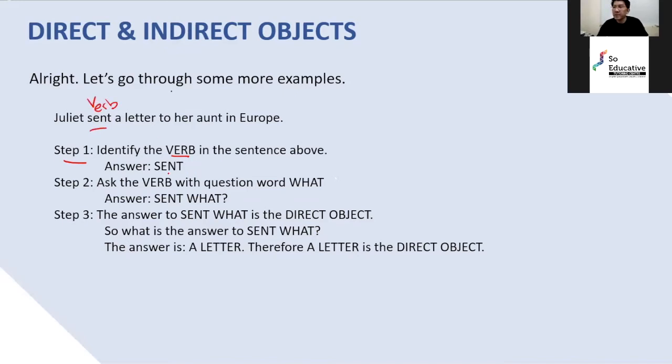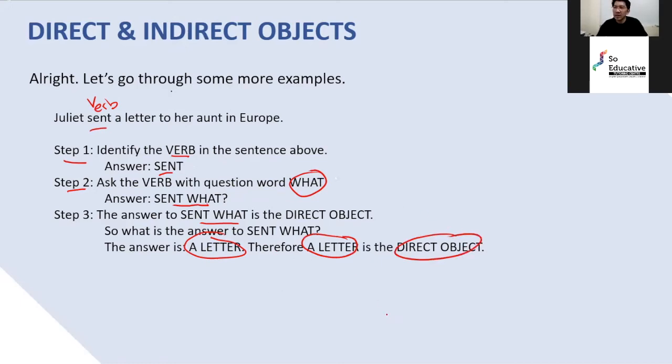Okay, so sent is the verb. Question two, you ask with that word: sent what? I'm sure you know what Juliet sent. So sent what? A letter, right? A letter. That's your answer. So therefore, a letter is the direct object.